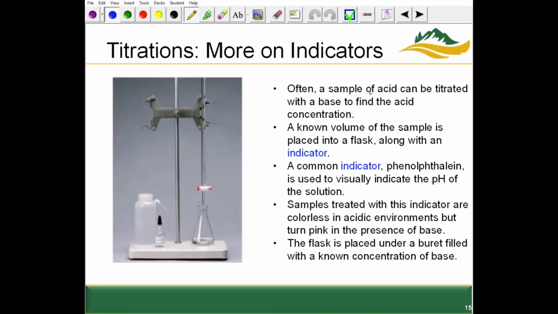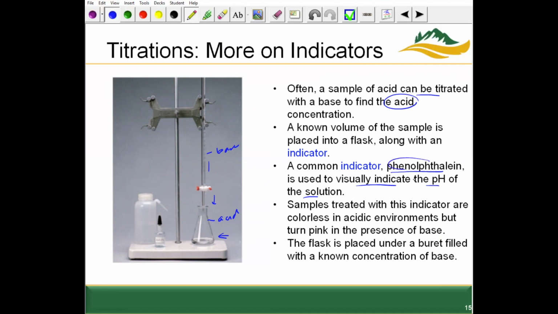So often a sample of acid can be titrated with a base to find the concentration of the acid. So in here, this would be a known concentration of the base and it's added to an acid. So a known volume of the sample is placed into a flask here, along with an indicator. A common indicator for acid-base titrations is phenolphthalein. It's used visually to indicate the pH of the solution.